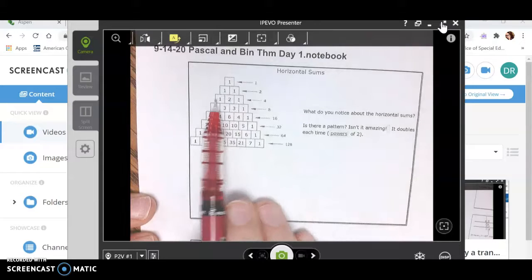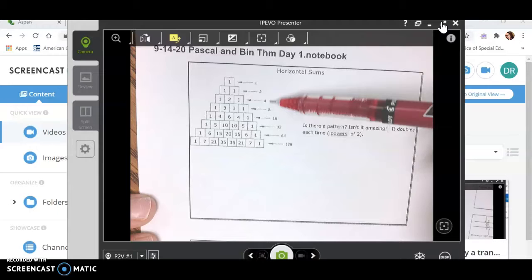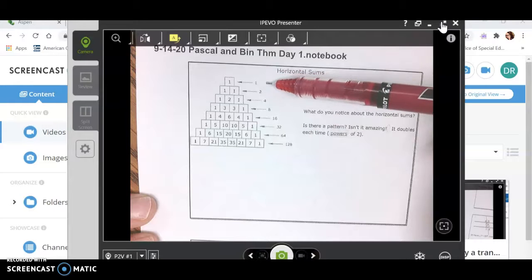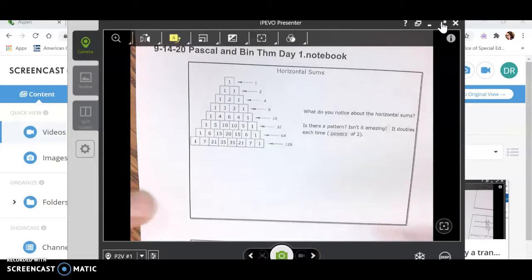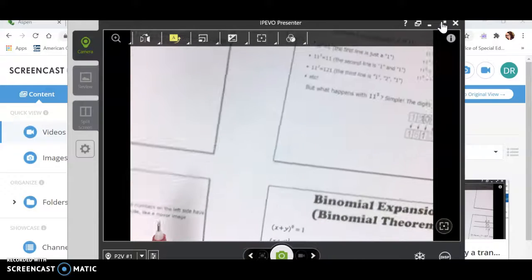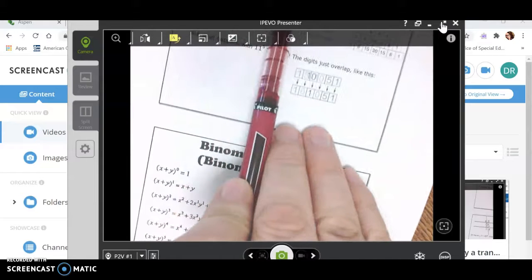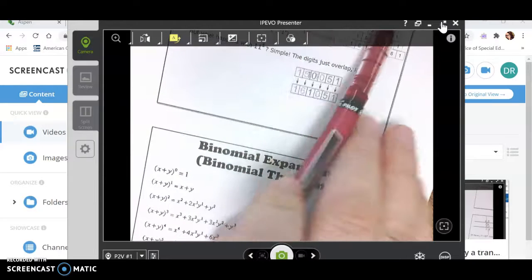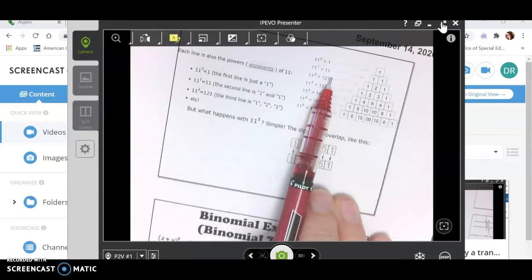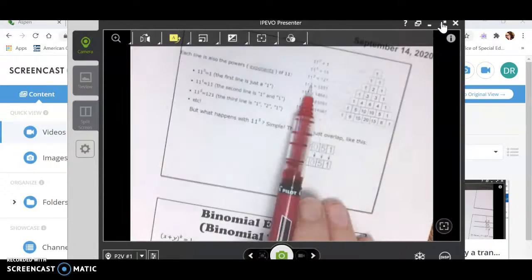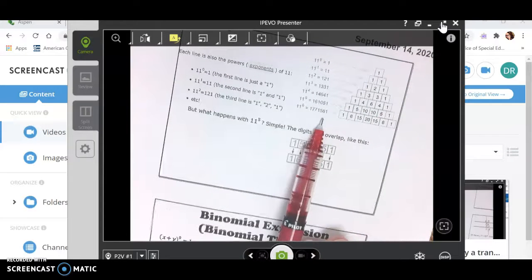That adds to 1, that adds to 2, that adds to 4, that adds to 8, that adds to 16. So yet another pattern. As you move this way, as you add them, they are powers of 2. You're doubling each time. Okay, so each line is also the powers or exponents of 11. So 11 to the 0 power is 1. 11 to the 1 power is 11. 11 squared is 121. 11 cubed is 1,331. Powers of 11, okay?